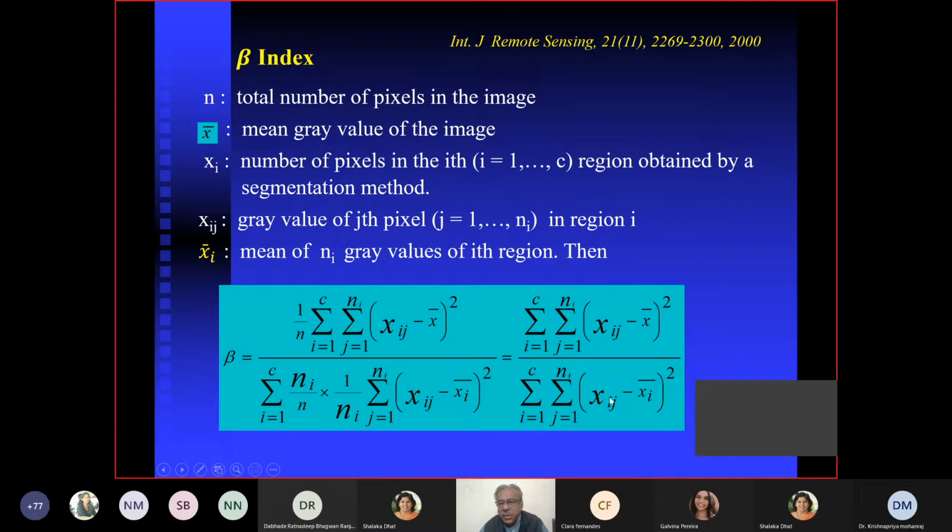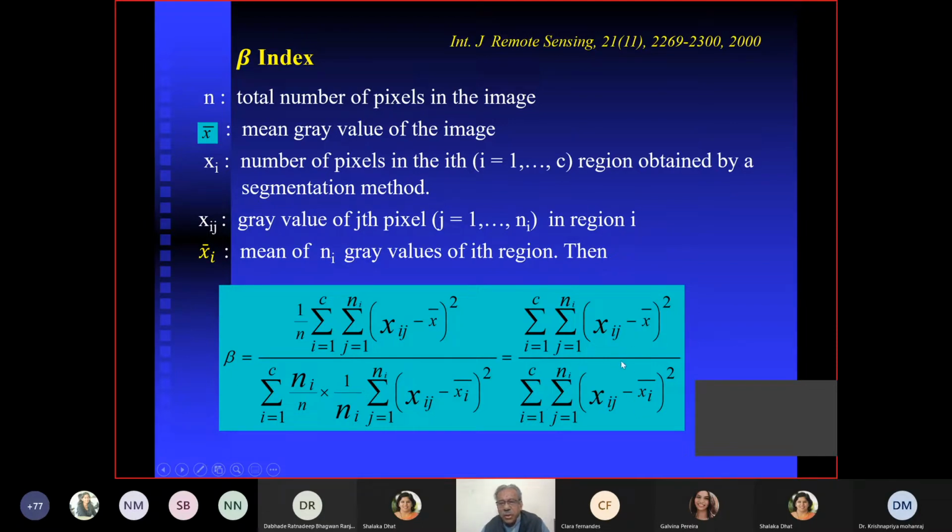So I take this ratio. Obviously, a higher value of beta is desirable, because a higher value of beta means this is larger, this is smaller. This is larger means homogeneity within a region is more, and, sorry, overall homogeneity is more, and within-class homogeneity is also more.